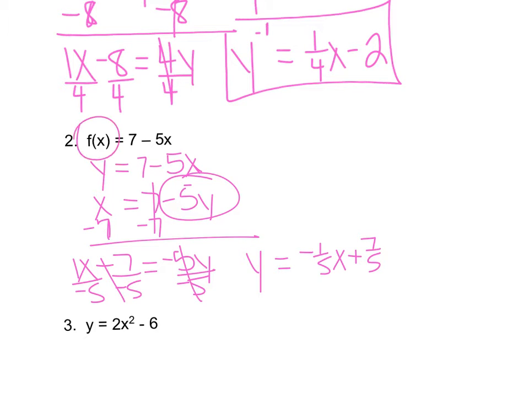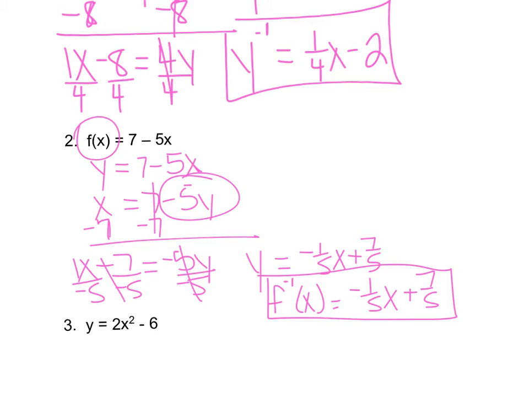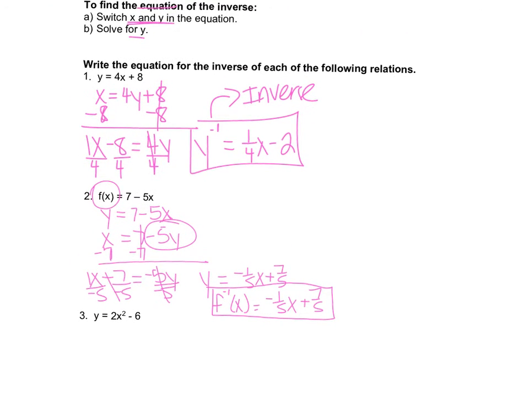Okay, so if you're starting with function notation, make sure you rewrite it and end with function notation. So it should be f of x equals -1/5 x plus 7/5. Okay, also make sure you label the inverse. So it's right after the f is where your -1 goes. So that's inverse of f, function f, equals a -1/5 x plus 7/5. Okay, so notice on number 1 and number 2 that we both had linear equations, and then we ended up with a linear equation for our inverse.